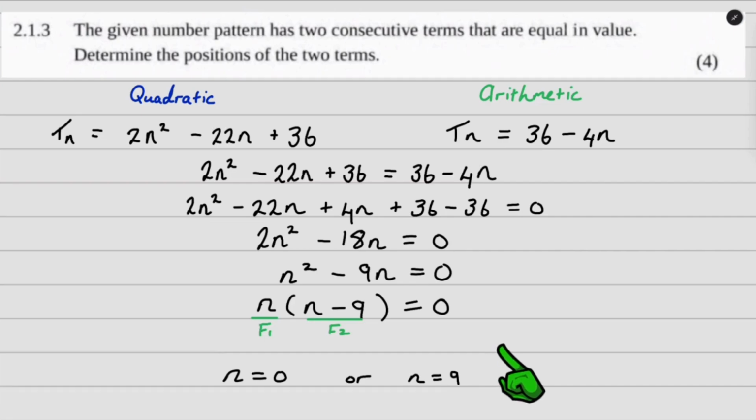Okay, and we haven't finished with this question just yet. They want the position of the two terms. Now, it can't be 0 and 9 because they need to be consecutive terms, and there's no such thing as like the 0th term. So we're going to reject this answer, and we're only going to be working with 9. So now to put this into context, it's telling you the 9th term of each pattern is basically where this is happening.